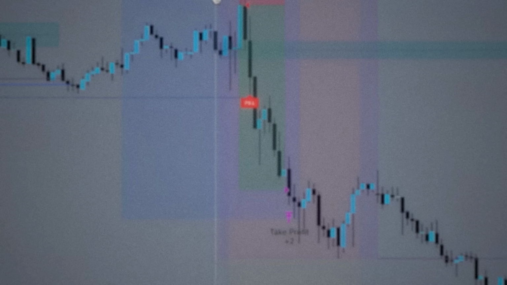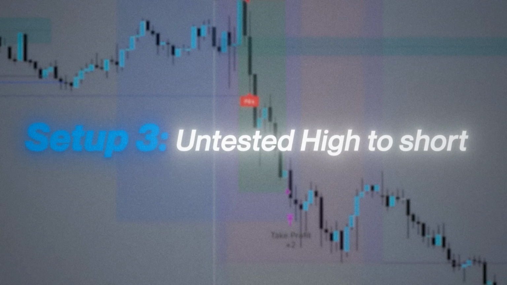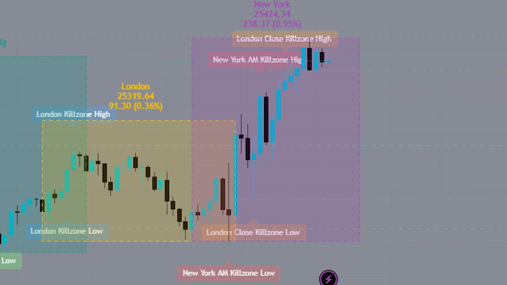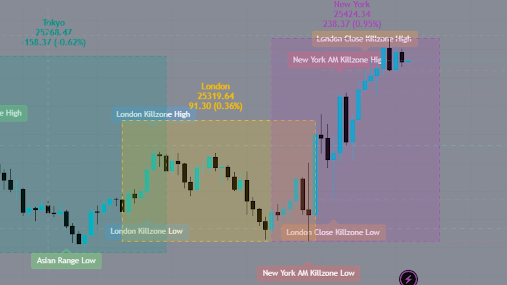This setup is simply a rejection off of an untested high. This is one of my favorite setups because it is so precise and it gives you incredible risk to rewards. All we're doing is identifying an untested session high, either from the New York session, London, or Asia. And then we are waiting for price to interact with this high, show weakness on the smaller time frames, and that's where we enter our shorts, expecting price to reject this high.